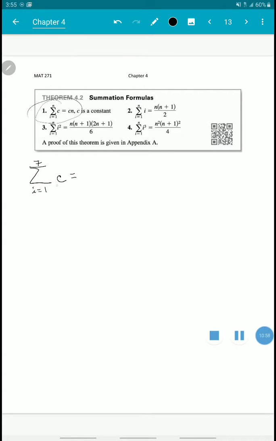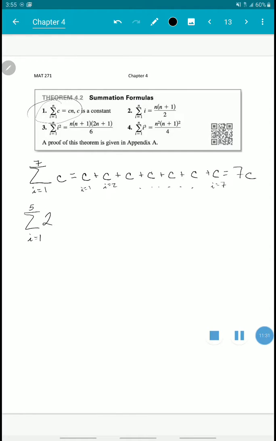What this means is when i is 1, we have c. When i is 2, we have c. When i is 3, we have c. When i is 4, we have c. When it's 5, we have c. When it's 6, we have c. And when it's 7, we have c. So if we count how many we had, 7 of those.